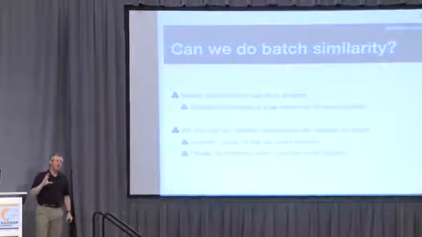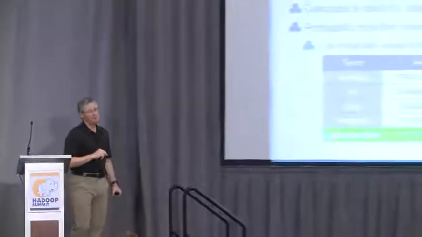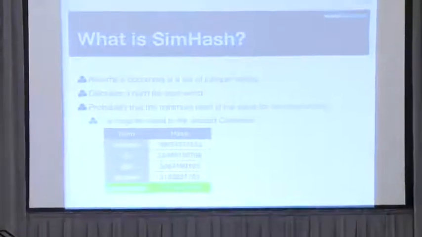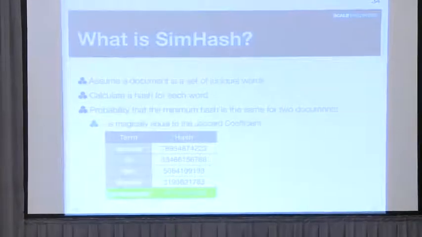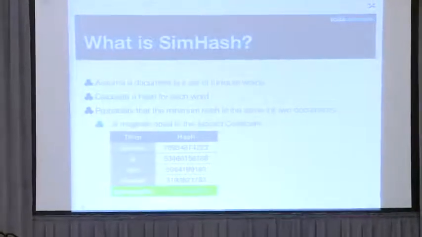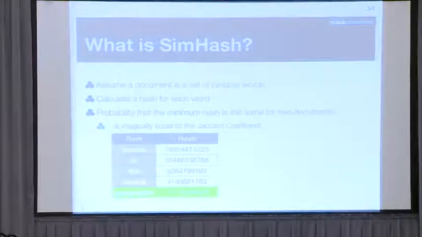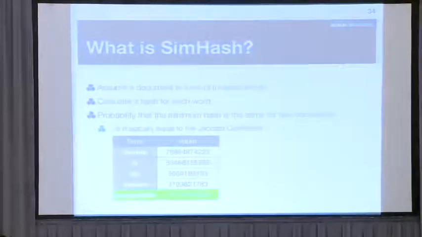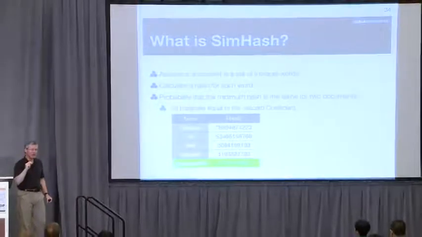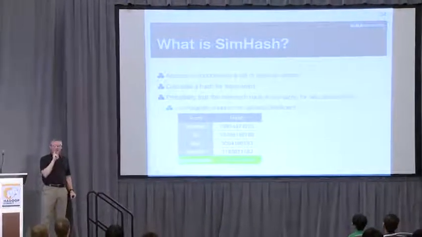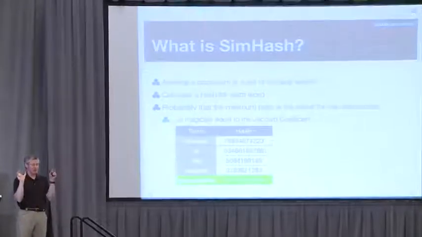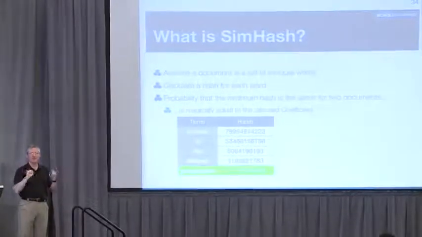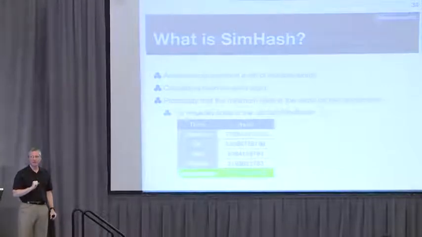So there are techniques, though, to do similarity in Hadoop, and we're going to talk about two of them. One's called SimHash, and one's called parallel set similarity joins. So SimHash works well for documents that have a whole bunch of words in them. What you can do is hash each word, come up with a hash code for each word. If you then sort those hash codes and pick the minimum value, the probability that the minimum hash code is the same between two documents is the same as the Jaccard coefficient between those two documents.